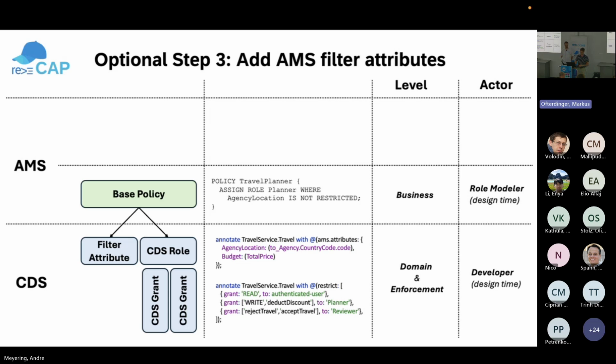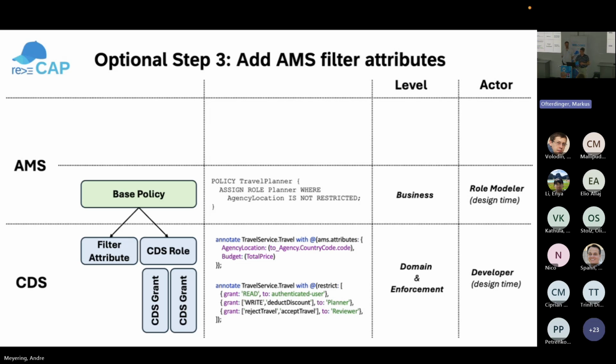So like done here, in the CDS model, you add the AMS attributes annotation to identify such attributes, usually only a handful or even fewer, that satisfy these conditions, like here the agency location and the budget.